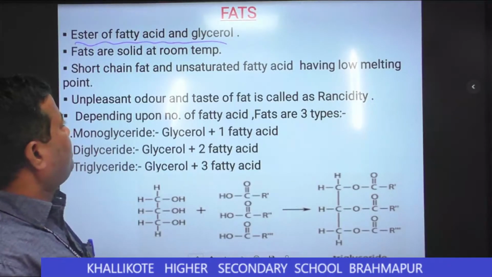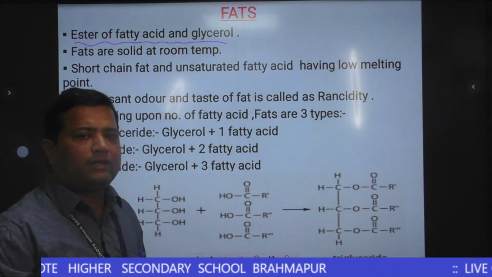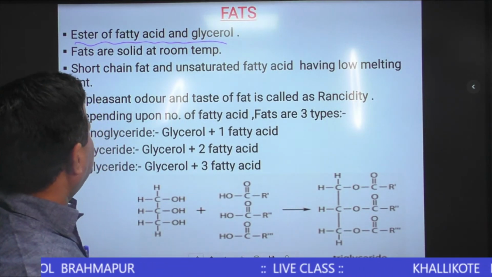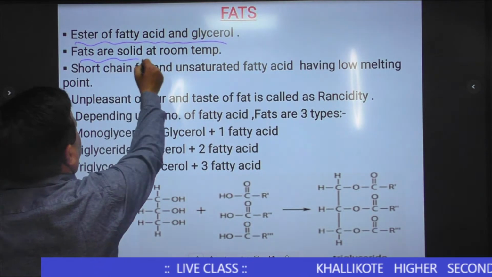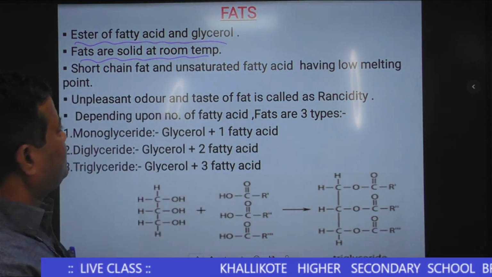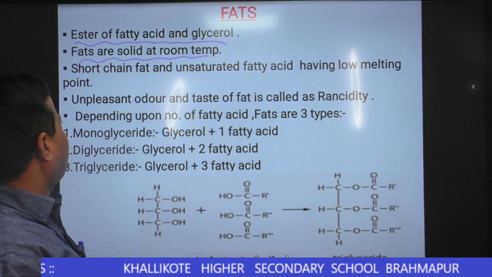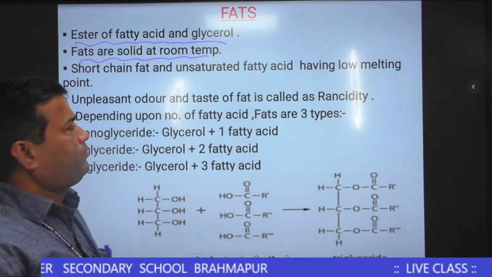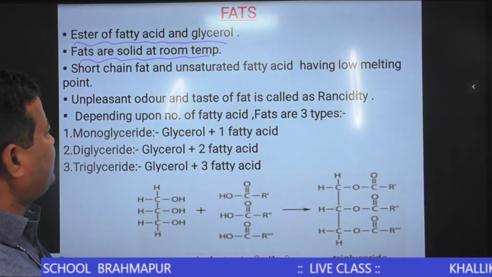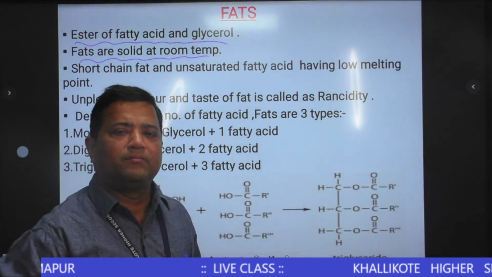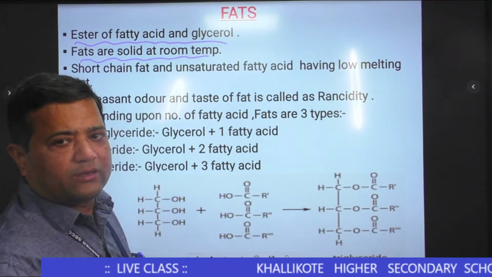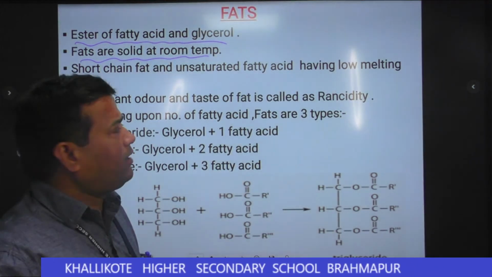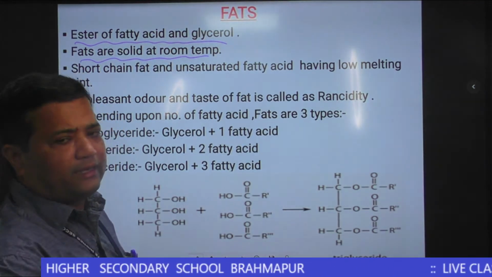Fats are simple lipids, that is, if glycerol has three fatty acids, then that will produce 3 molecules of water. Generally fats are solid at room temperature, means at 20 degree Celsius. Why? Because they have more saturated fatty acid. If more saturated fatty acids are present, they have a higher melting point, means they become solid at room temperature.